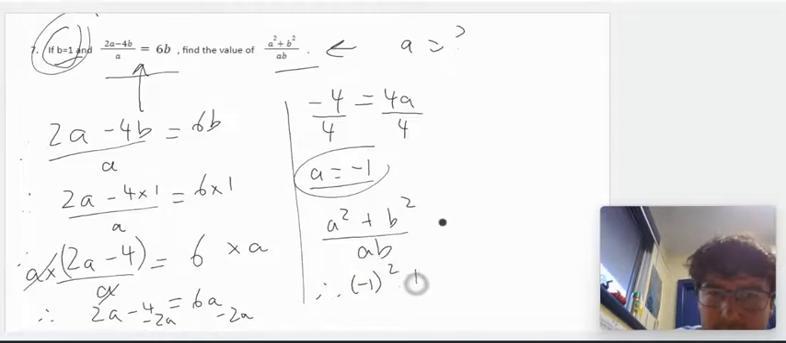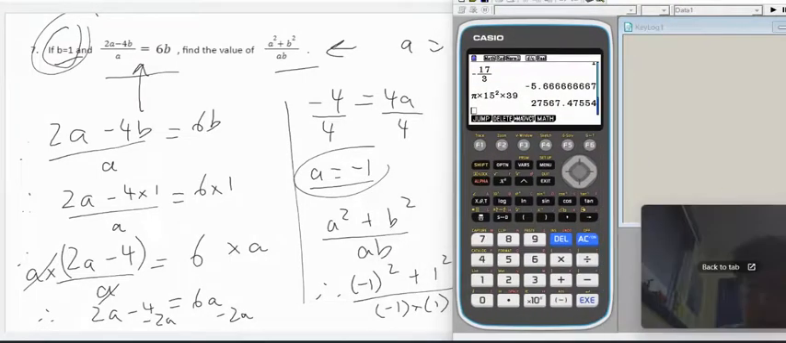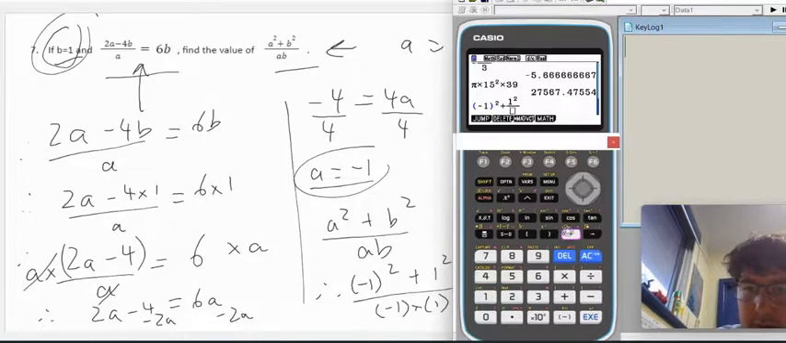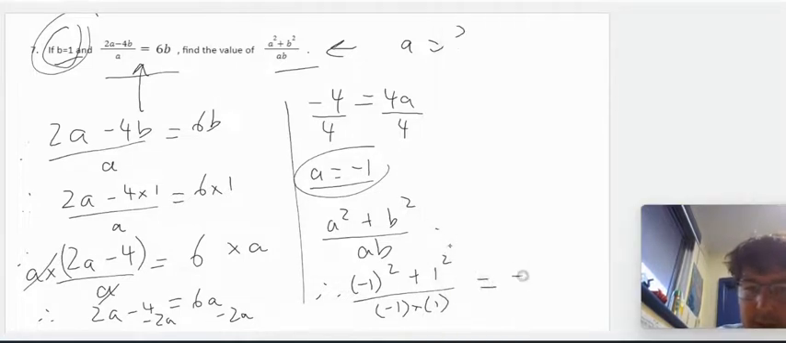So minus 1 squared plus 1 squared over minus 1 times 1. So we got that. So then you just need to type that in to your calculator. Minus 1 squared plus 1 squared. Oops, we need to actually put the fraction button first. Over minus 1 times by 1. Notice that I made sure I used brackets on the top there. And our answer is minus 2. Very nice. There we go. That's how we do question 7.